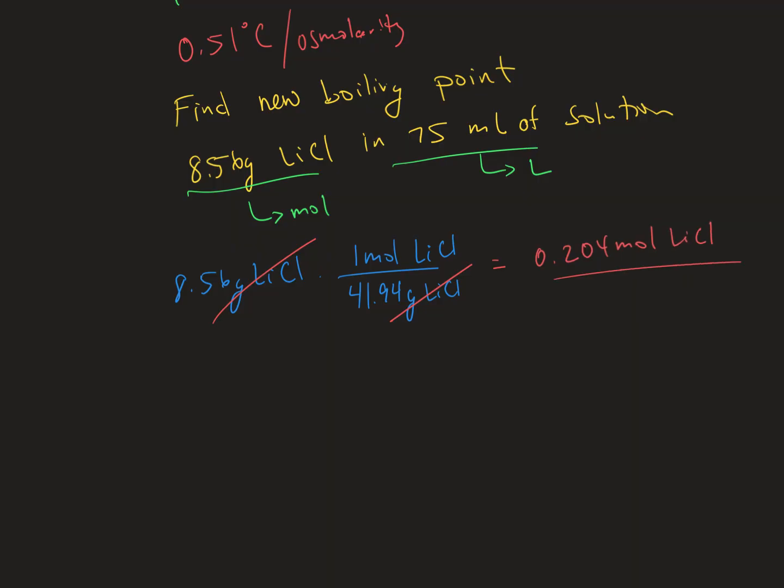And now I need to convert 75 milliliters into liters. What goes on bottom? 1,000 milliliters is the same as 1 liter. Hope we're good at that by now. 0.075 liters. And then we just divide these two to get the molarity, right?